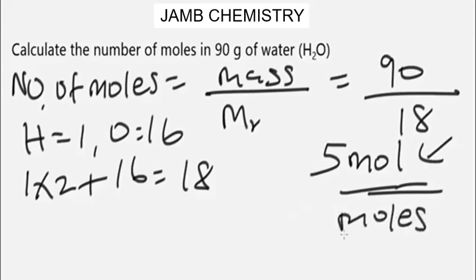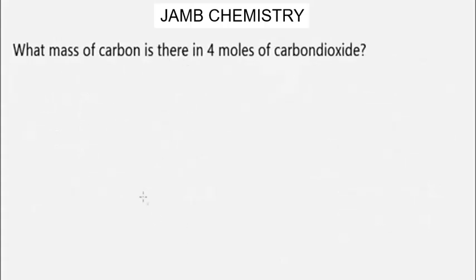Okay, now let's look at how to get the mass of a substance when you are given the number of moles and the relative formula mass of the substance. Let's look at a typical example of that. Okay guys, now let's look at this question. It says, what mass of carbon is there in 4 moles of carbon dioxide?